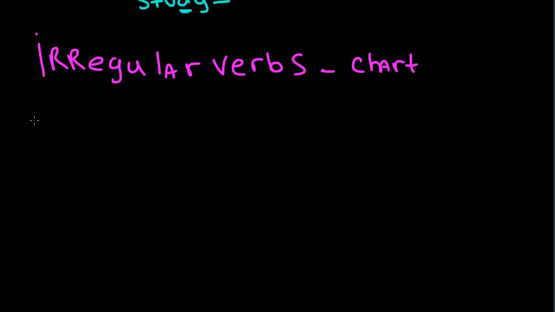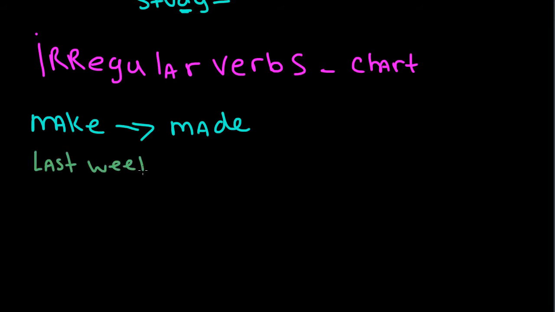For example, make is a very irregular verb. It ends in a K. And to make it past simple, we turn it into made. The example would be, last week, we made a cake.